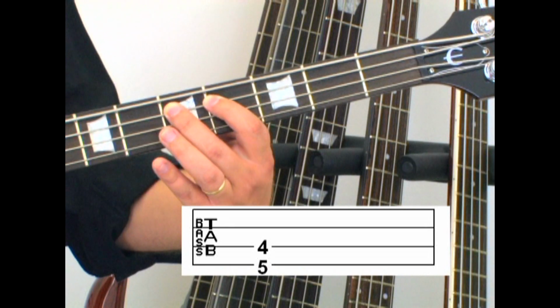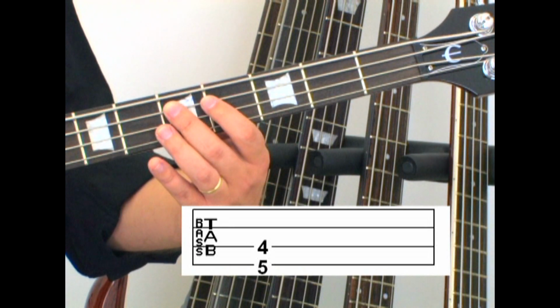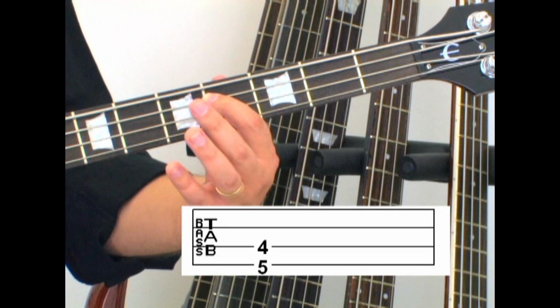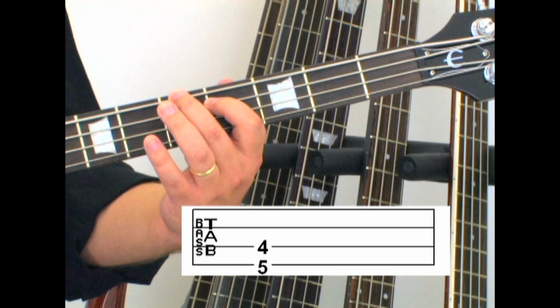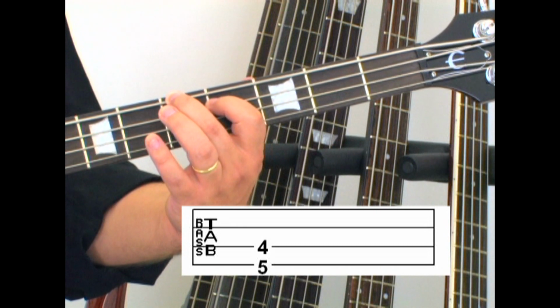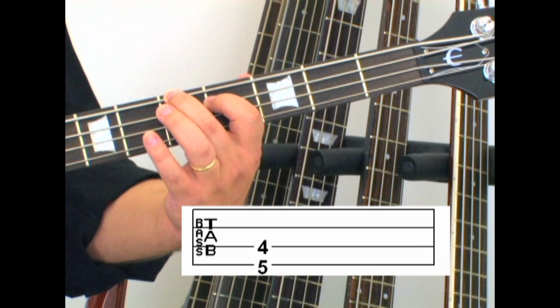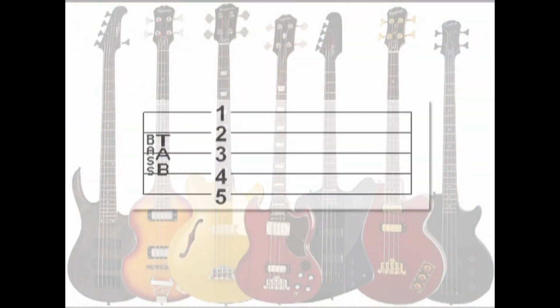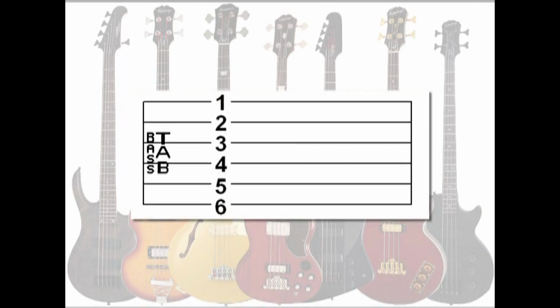If you were to play more than one note at a time, the notes would be written one on top of the other. If a 4 is written on the 3rd line, and directly below it a 5 is written on the 4th line, you would play the 4th fret on the 3rd string along with the 5th fret on the 4th string at the same time. There is also tablature for 5 and 6 string basses.